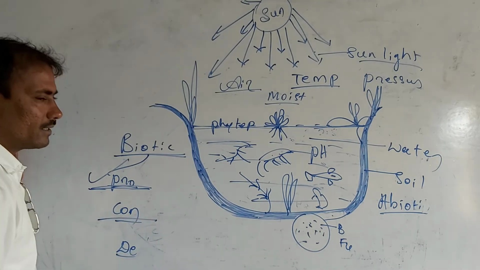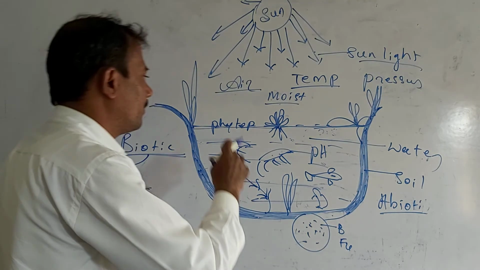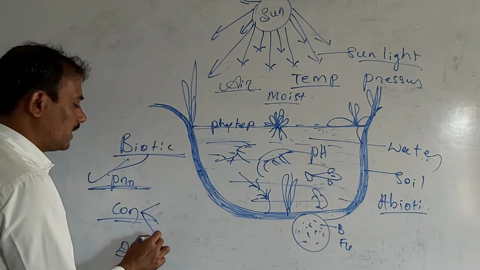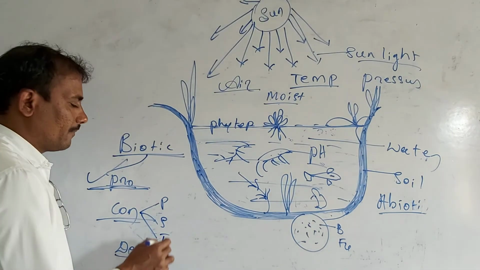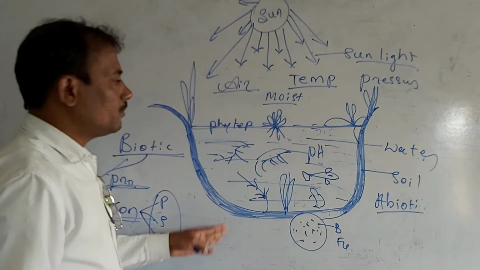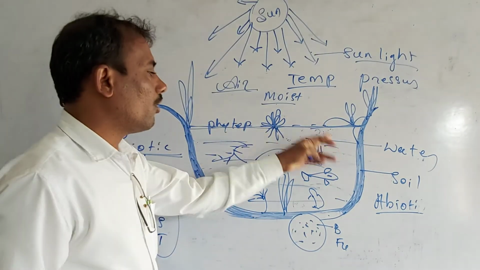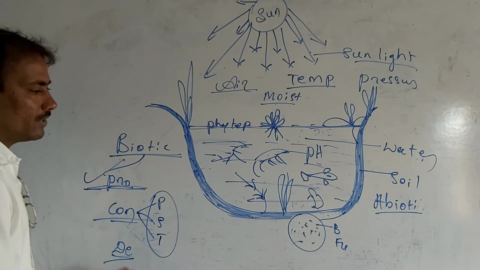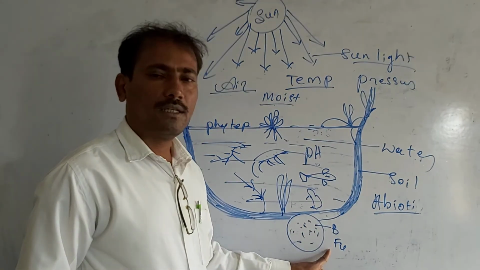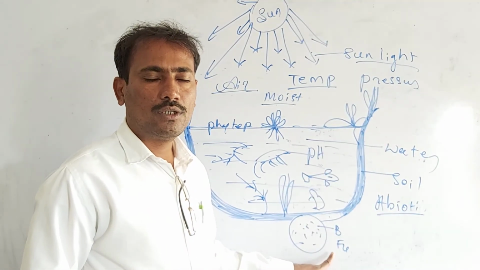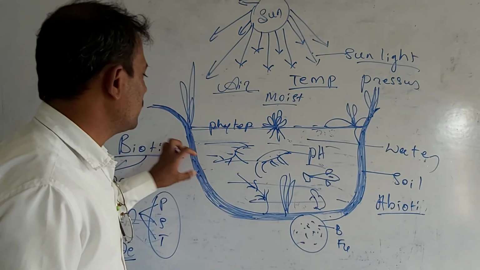And the consumers depend upon the producer plants. Consumers are of three different types: primary consumers, secondary consumers, and tertiary consumers. All these different consumer animals may also exist in the pond ecosystem. And the decomposers, such as the bacteria, the scavenging bacteria, and other decomposing fungi may also be present.